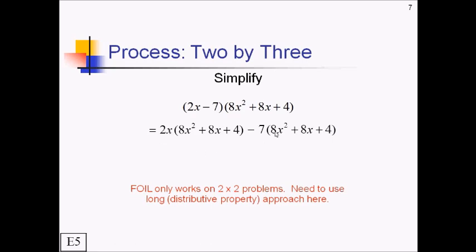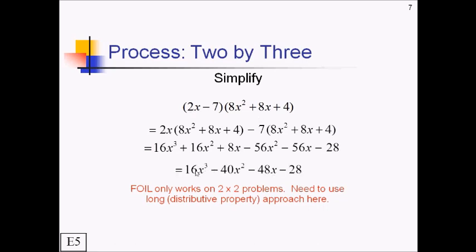So now we just do a whole bunch of distributing and combining like terms. From left to right now, this will be 16x cubed, 16x squared. 2x times 4 is 8x. Then we've got negative 56x squared, negative 56x, and finally negative 28. We have a few like terms that we can combine. 16x squared and negative 56x squared, that'll be negative 40x squared. 8x and negative 56x, that'll be negative 48x. And then the 16x cubed and the negative 28 are going to hang around because there's no other like terms.